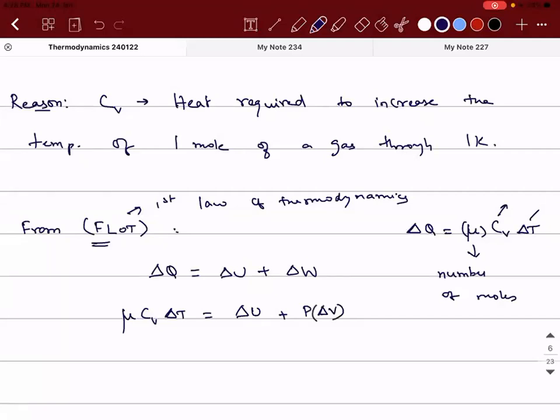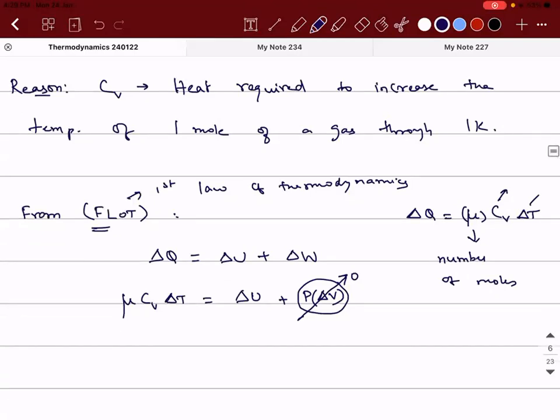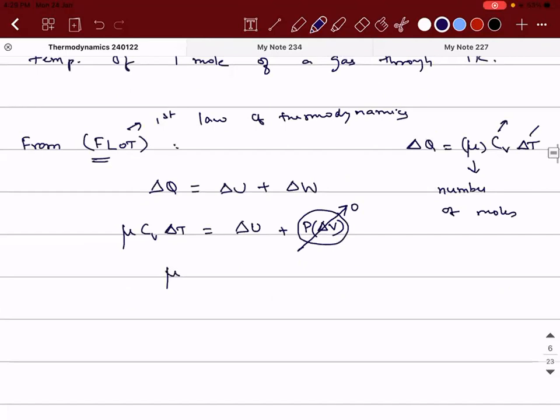But what is going to happen here is, whether you write it as P delta V or integral of PdV, we are sure that delta V is going to be 0, because you're doing it under constant volume, and volume is constant, right? When that is the case, the work done in this process is 0, and mu is equal to 1. So when I substitute it here, I can say Cv into delta T is equal to delta U, which implies Cv is equal to delta U by delta T. That is another way of writing.